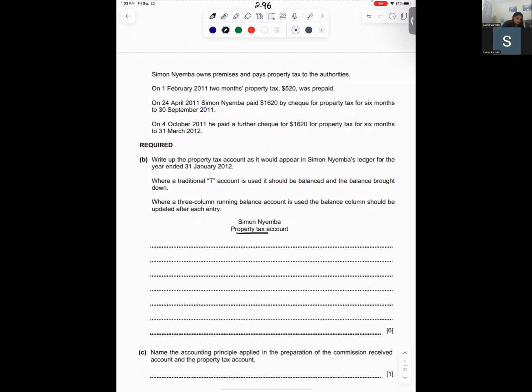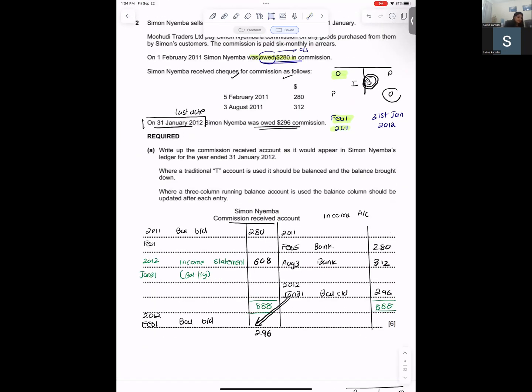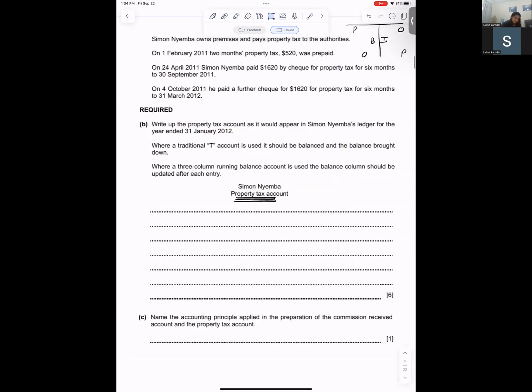Let's see. Which account am I supposed to make? Property tax account. If I am supposed to make property tax account, that means I will follow the format of POPO B. Prepaid on the first date, outstanding on the first date, prepaid on the last date, outstanding on the last date, money paid during the year, expenditure for the year. I have already calculated or seen what is my first date and last date. I will take that into consideration and I will paste it over here.